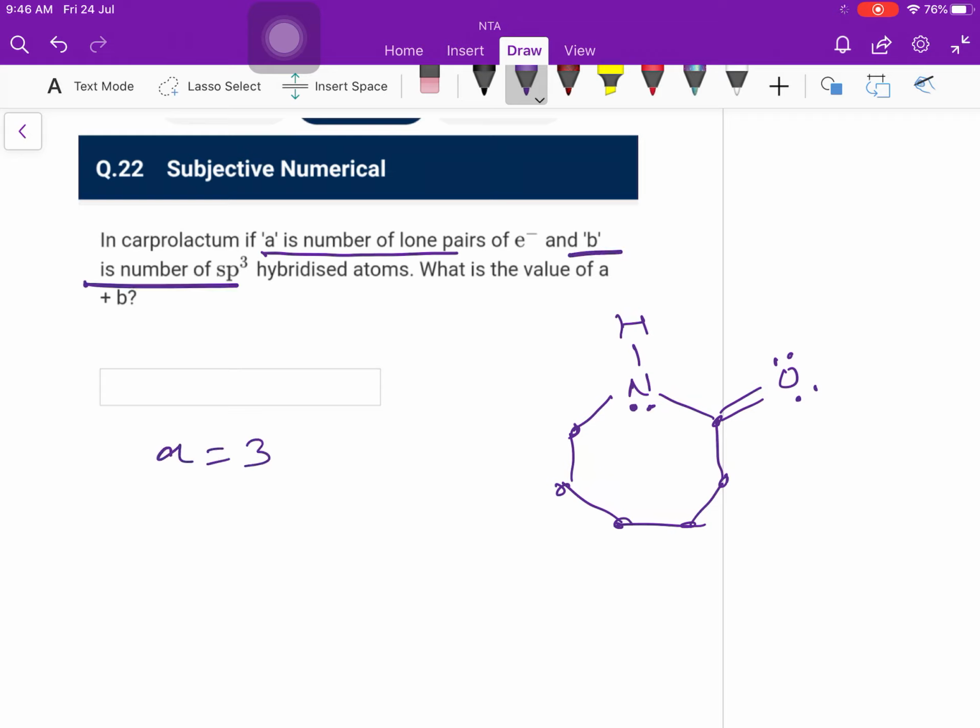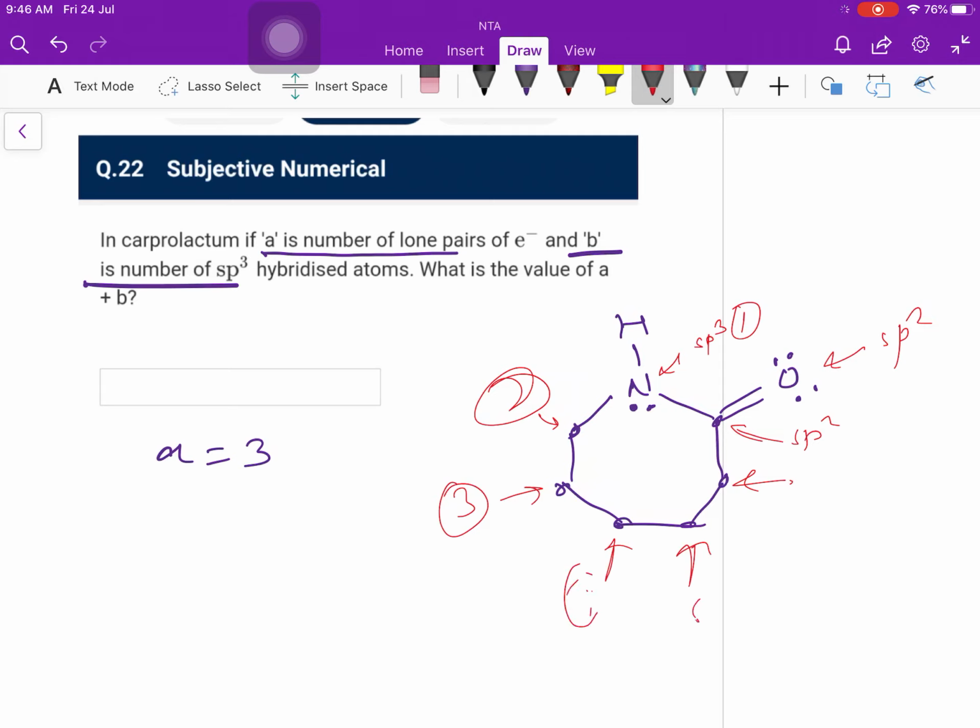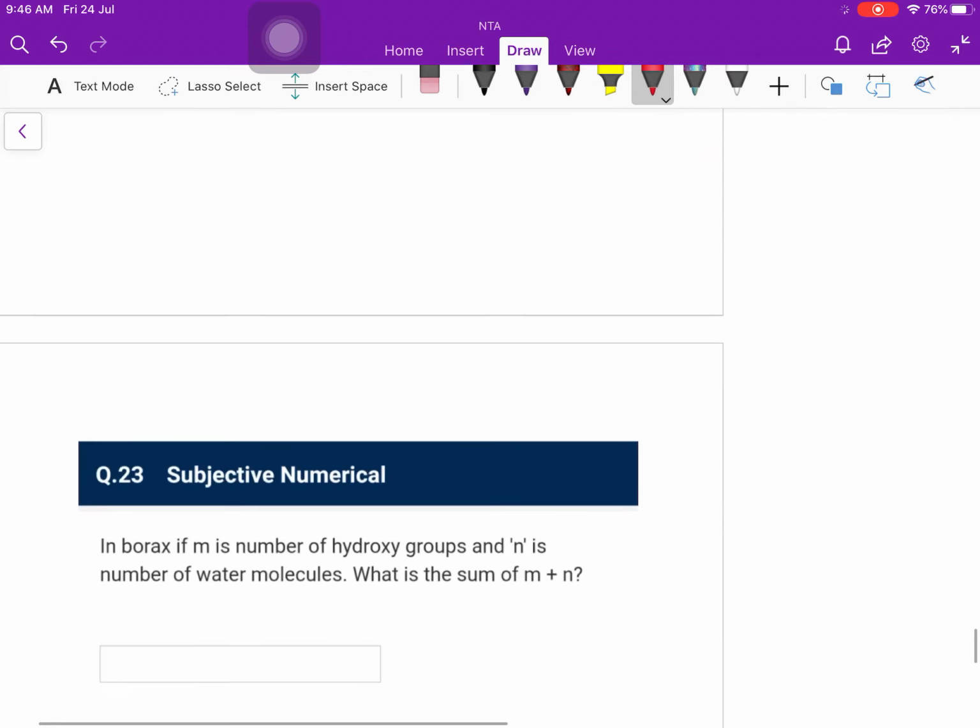And B is the number of sp3 hybridized atoms. This becomes quite difficult to say because nitrogen will do some overlapping here, but let us not consider resonance. We can say that NH is sp3 hybridized, and all of these are sp3, except this one is sp2, and this is sp2. So we are left with only 1, 2, 3, 4, 5 and 6. So B is 6, and A plus B is 9.